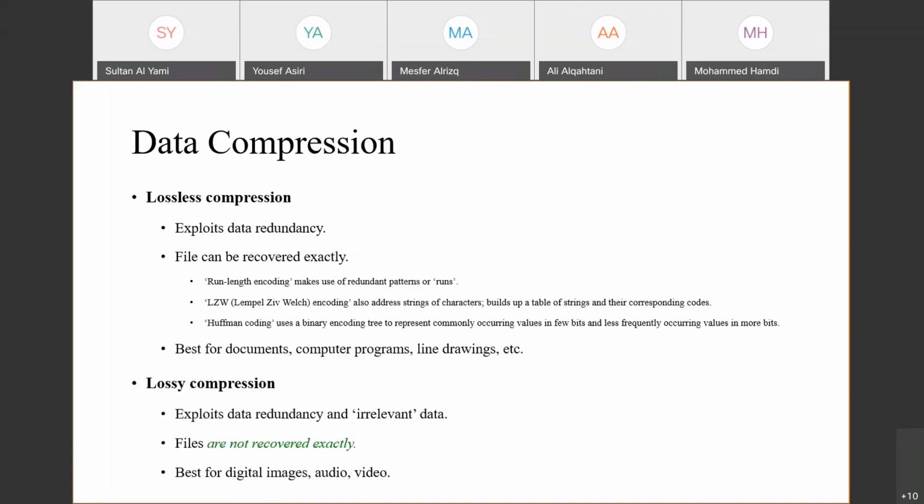There are two types of data compression. The first one is lossless compression, and the second one is lossy. Lossless compression makes use of data redundancy, and it's used when a file needs to be recovered exactly, such as text in documents, computer programs, etc. Run-length encoding, Lempel-Ziv-Welch, and Huffman tree encoding are famous lossless compression techniques. On the other hand, lossy compression takes advantage of data redundancy and irrelevant data, such as data that humans cannot see or hear in video, image, or audio files.